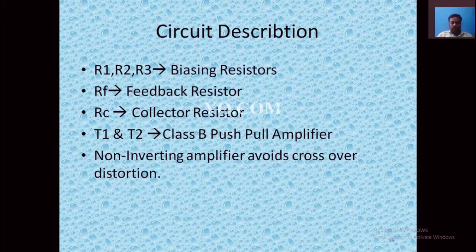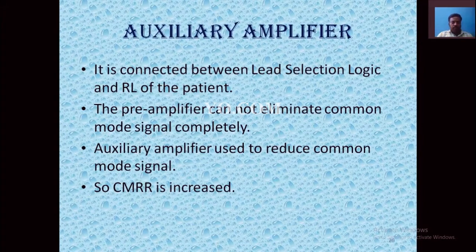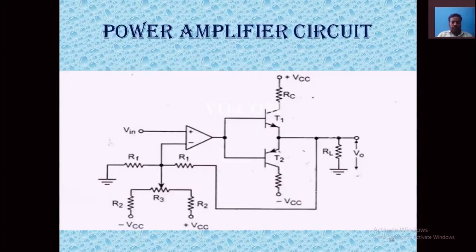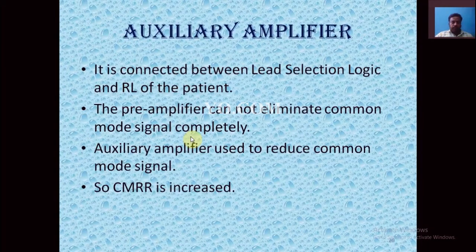So the non-inverting amplifier is used to avoid the crossover distortion. Actually the disadvantage of push-pull amplifier is crossover distortion. Between two half cycles it has some difference, so that is a crossover distortion. This crossover distortion is eliminated by this non-inverting amplifier. Okay, right. Then auxiliary amplifier.